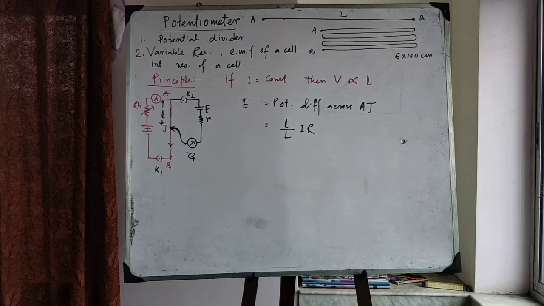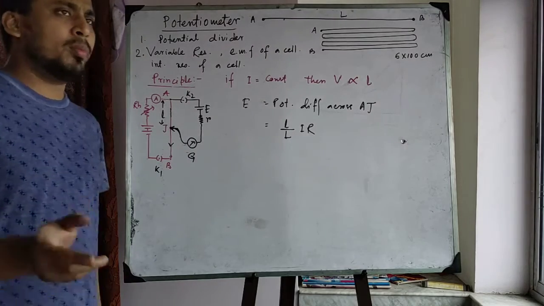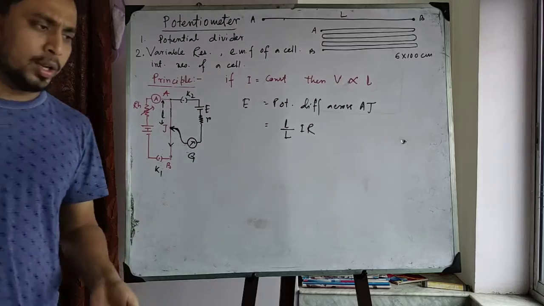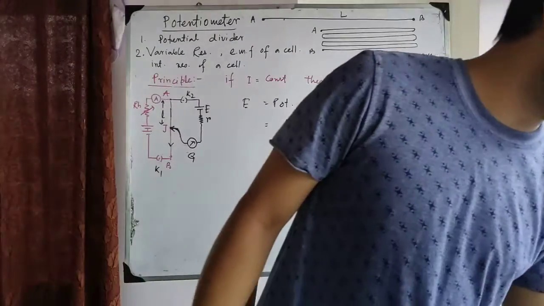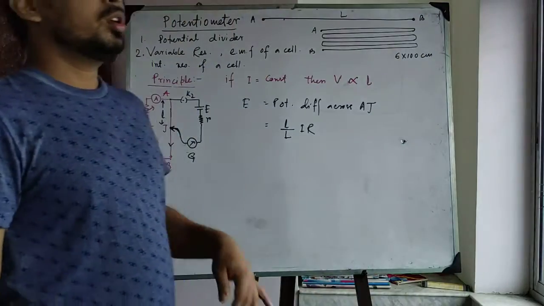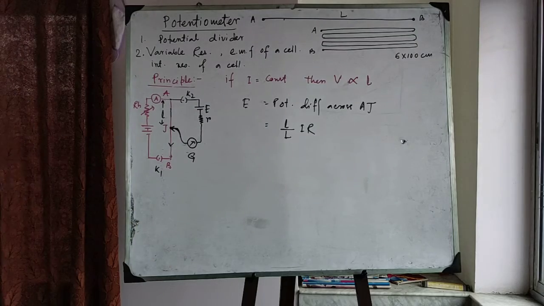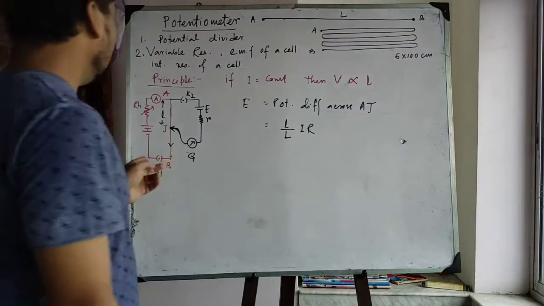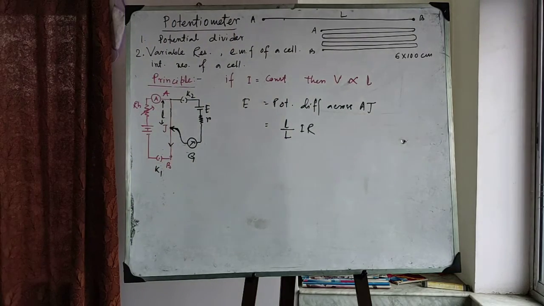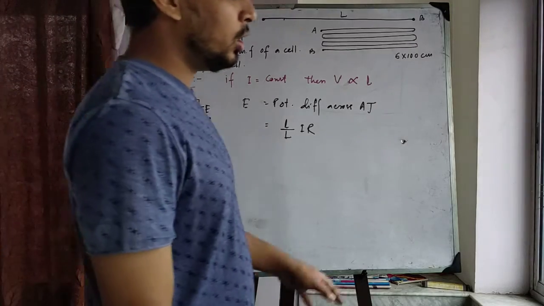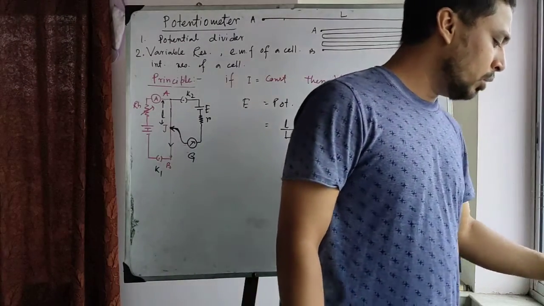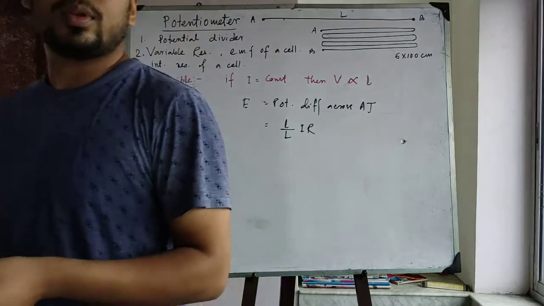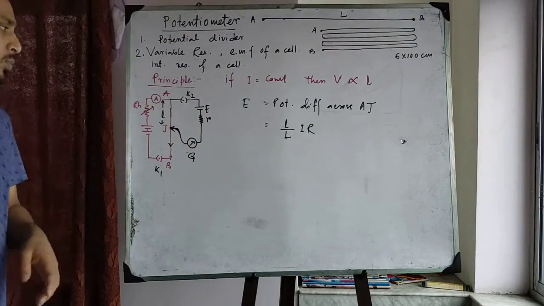Now, in the experiment you have to compare the EMF of two cells by using a known cell and an unknown cell. The known cell means you are given a cell with known EMF. So two cells are given, one known and one unknown. Now you have to compare their EMF by using the potentiometer, and thus you can determine the EMF of the unknown cell also.